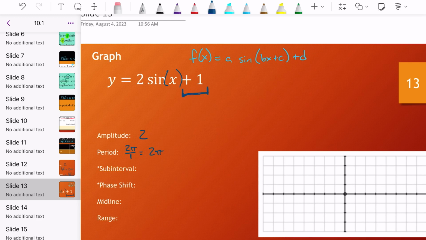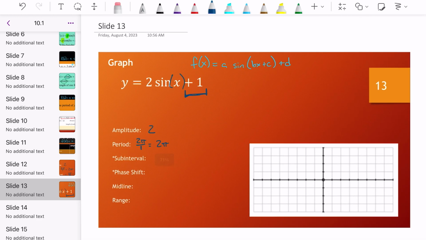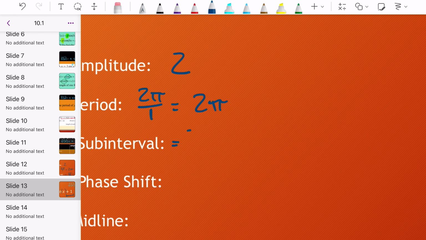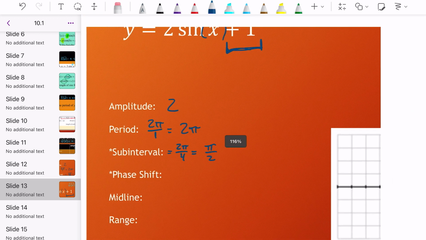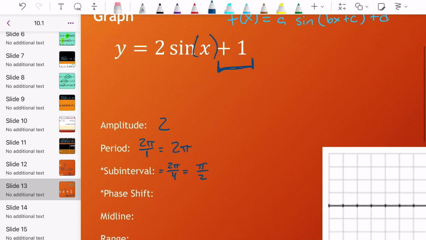Our subinterval is going to be the period, which is 2 pi divided by 4, which is pi over 2. Our phase shift is going to be negative c over b. Now in this case, we do not have a c, which means this is going to be 0 over 1, or 0. Our midline in this case is going to be the d, or positive 1.